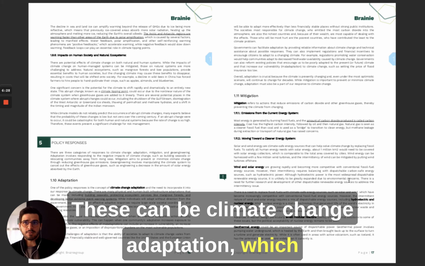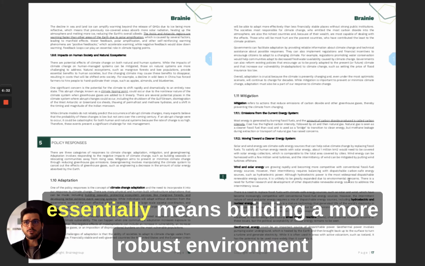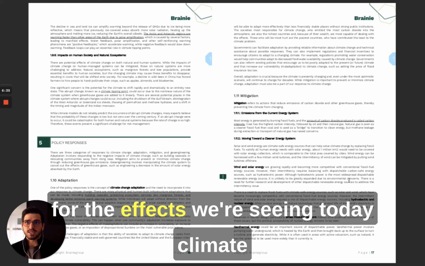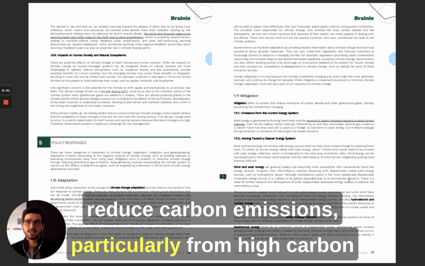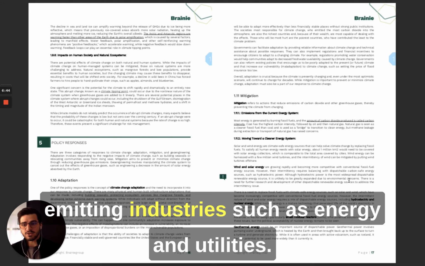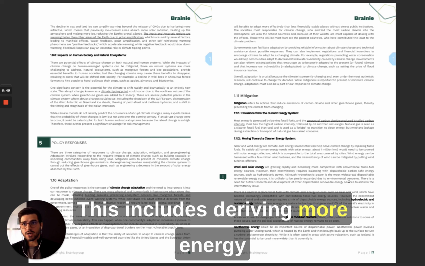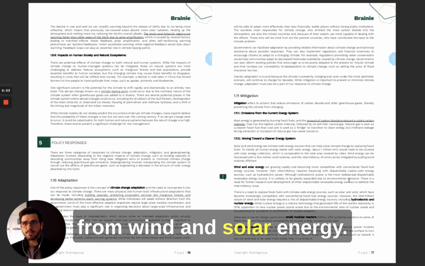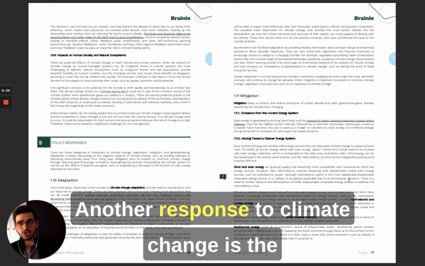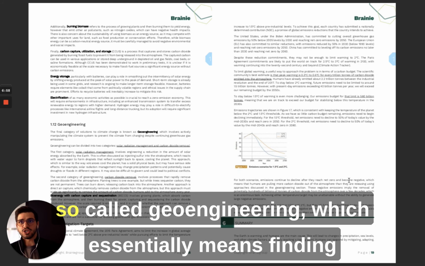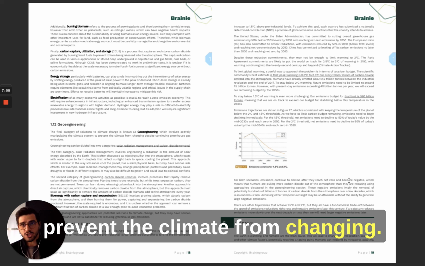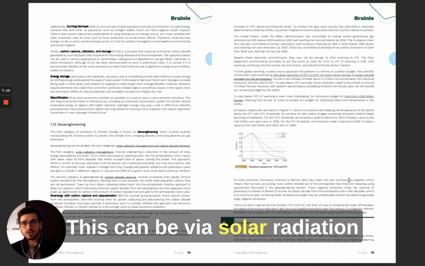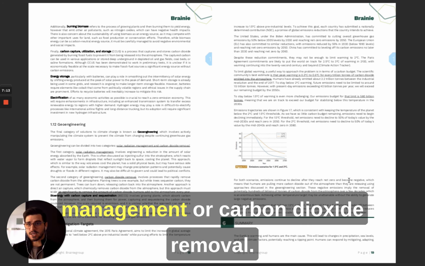These can be climate change adaptation, building a more robust environment for the effects we're seeing today, and climate change mitigation, finding ways to reduce carbon emissions, particularly from high carbon emitting industries such as energy and utilities. This includes deriving more energy from wind and solar energy. Another response to climate change is the so-called geoengineering, finding ways to manipulate the climate system to prevent the climate from changing. This can be via solar radiation management or carbon dioxide removal.